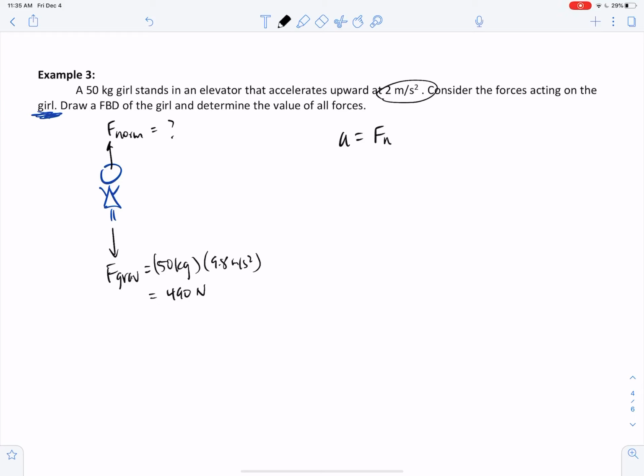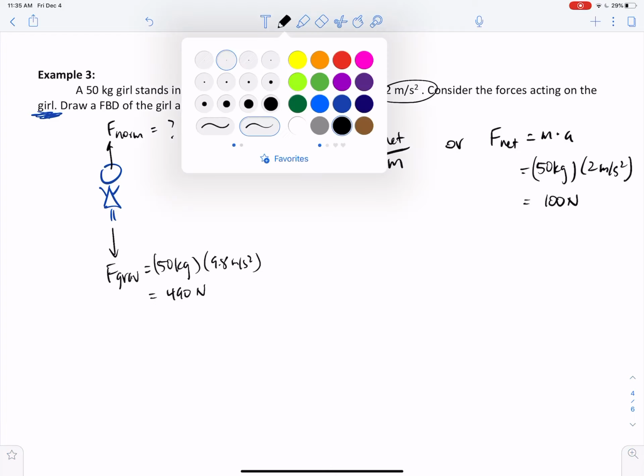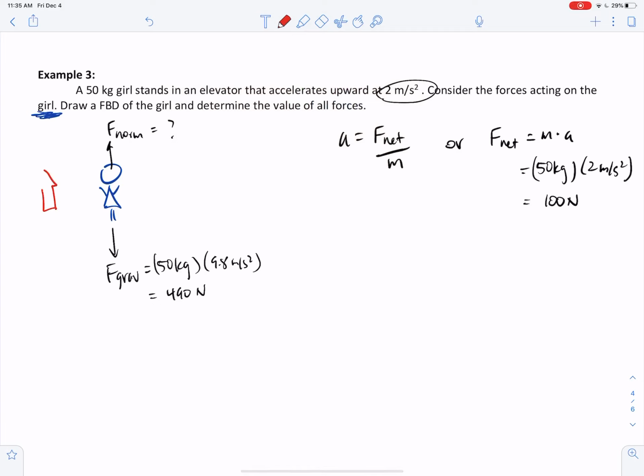Acceleration is net force divided by mass. And by the way, I can rearrange that this way. Net force is mass times acceleration, right? So that's going to be her mass of 50 kilograms times her acceleration of 2 meters per second squared. That's an upward acceleration. So the net force on her is 100 newtons. I'm going to draw that with one of my block arrows, the net force of 100 newtons upwards, right? Because it said she accelerates upwards.